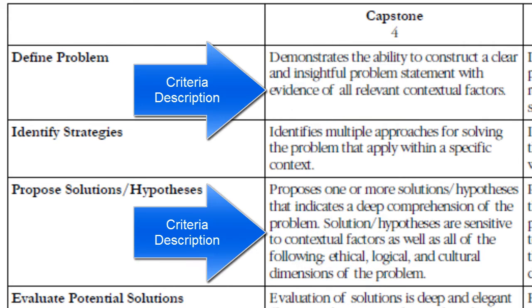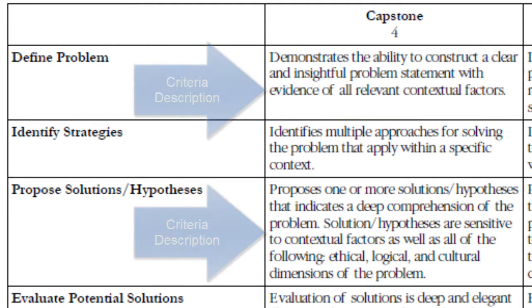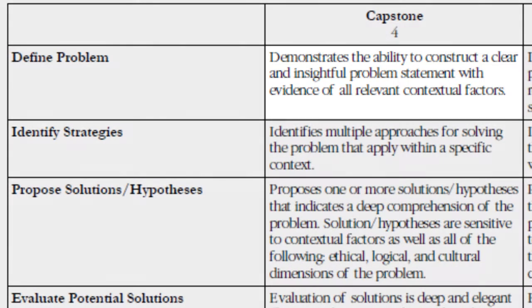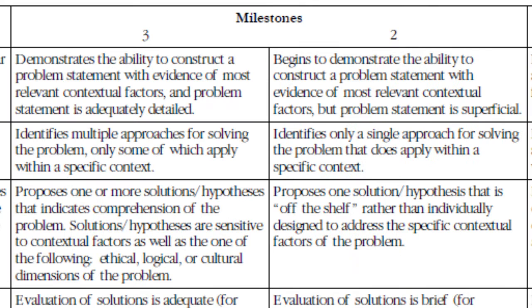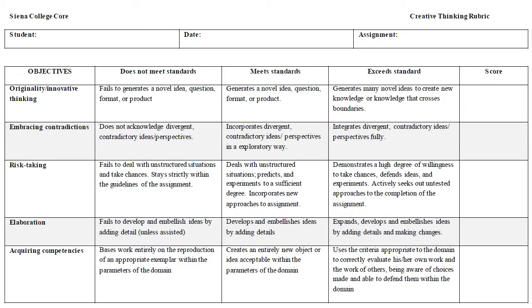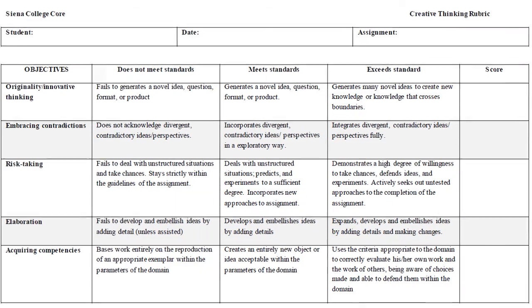Work is assessed by the criteria listed under the scales. For example, define problem in the capstone scale demonstrates the ability to construct a clear and insightful problem statement with evidence of all relevant contextual factors. Next are the scales of milestones, followed by benchmark. Now here's one of Siena College's core creative thinking rubrics.